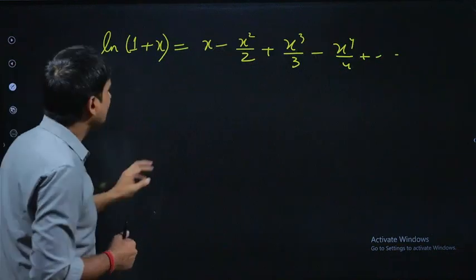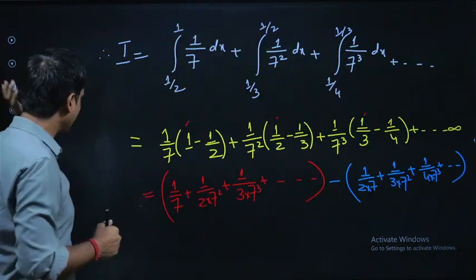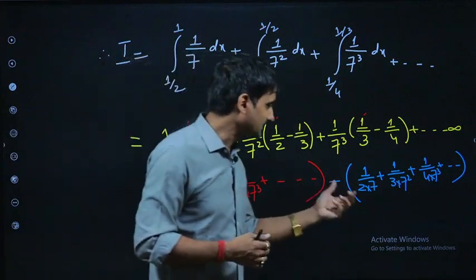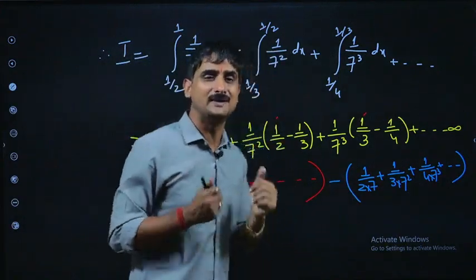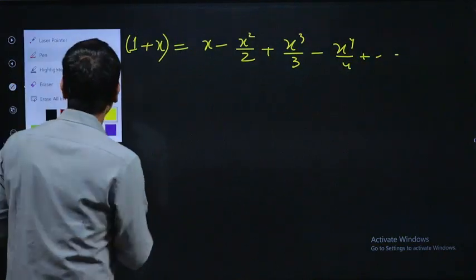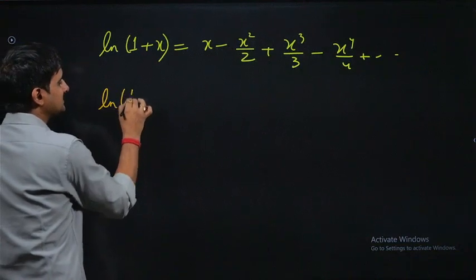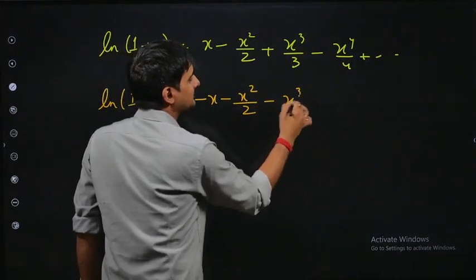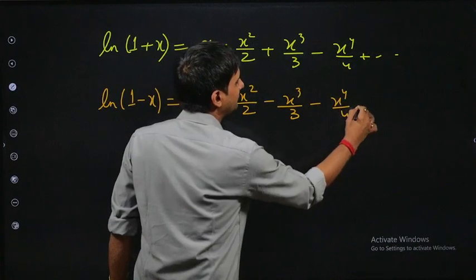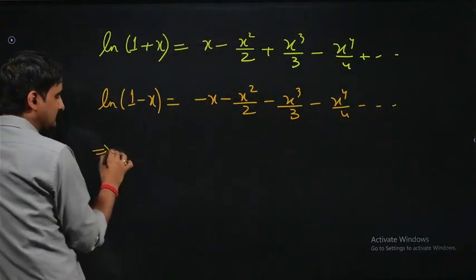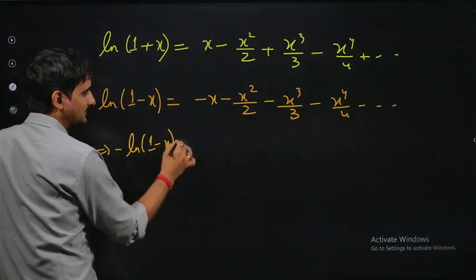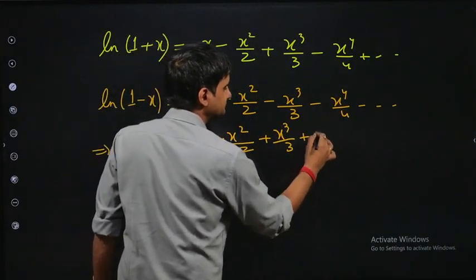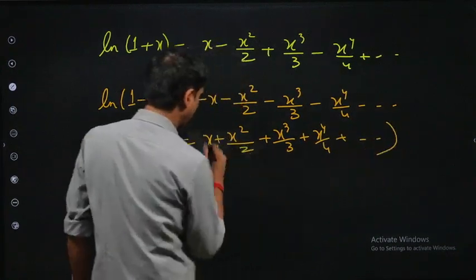But then you can say that here we have alternate positive and negative signs, whereas in the first series we have all positive terms, and in the second series we have all negative terms. How will we manage it? Of course we know how to manage it. We will say, okay, in that case consider the series of ln(1 minus x). So it will be minus x square by 2 minus x cube by 3 minus x raised to power 4 by 4 and so on. So this can be written as minus times ln of (1 minus x). Now that's the series where all terms are of the same sign.